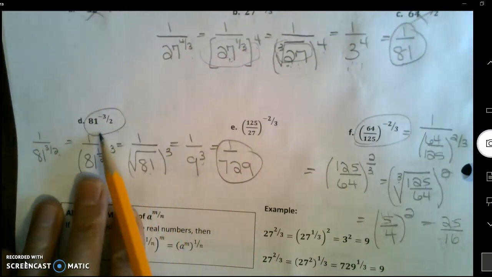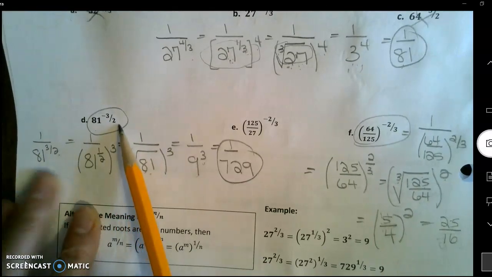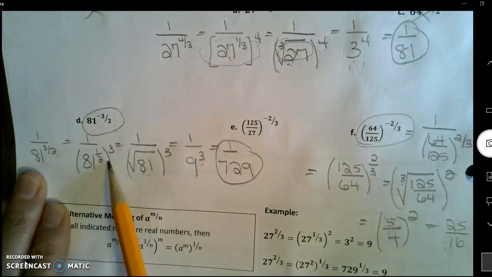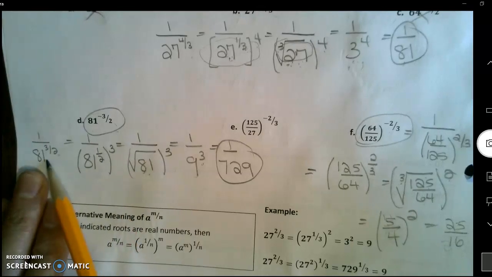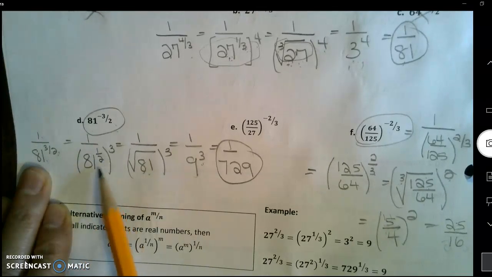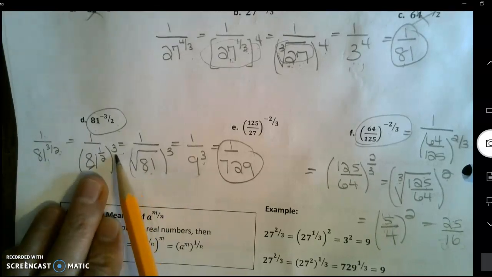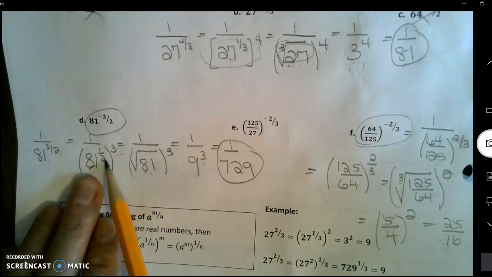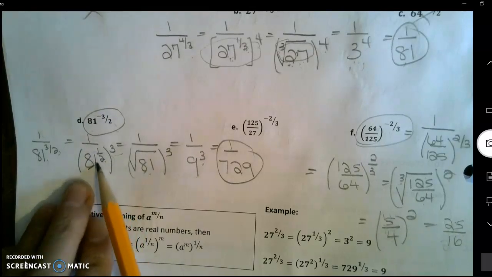Okay, this one is 81 to the negative 3/2. So again, I'm going to write 1 over 81 with a positive 3/2 first. The 2 is the square root. I'm going to start with that one, and then 3 goes on the outside. 81 to the 1/2. This is the answer in exponential form.